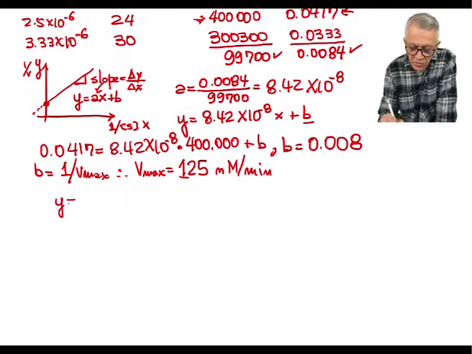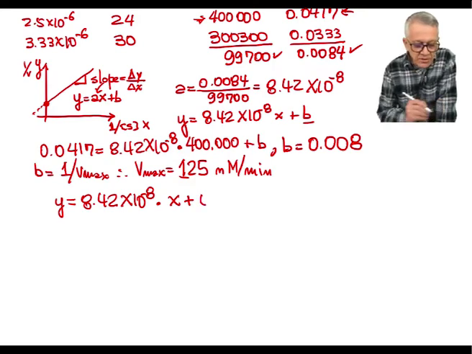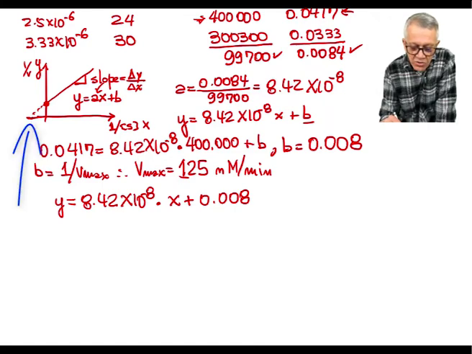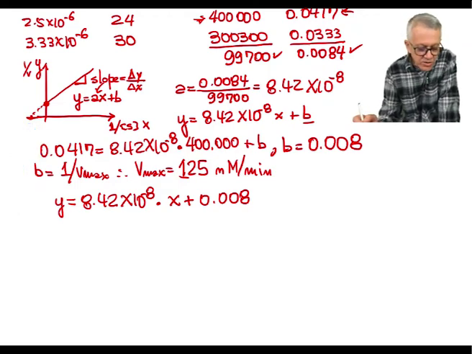So now the equation is going to be y equals 8.42 10 to the power of negative 8 times x plus b, but b we already calculated, it was 0.008, right? So with that I can plug in any number here and get what I want, right? What I want here is the number that we get when y equals 0. When y equals 0, then we get that number. That's an important number for us. So let's do it.